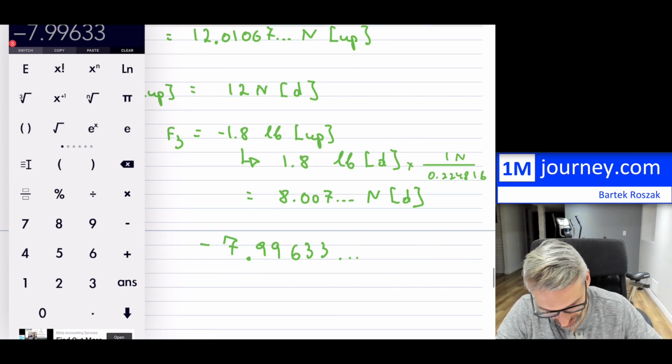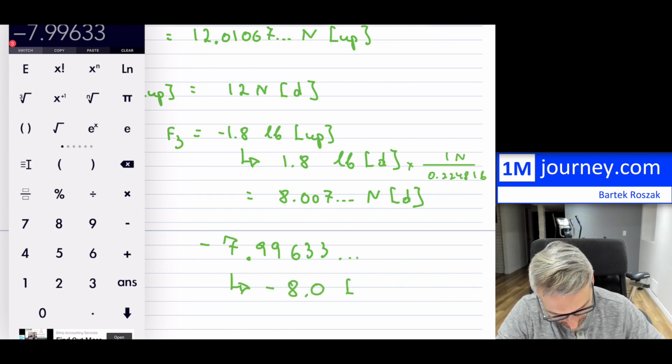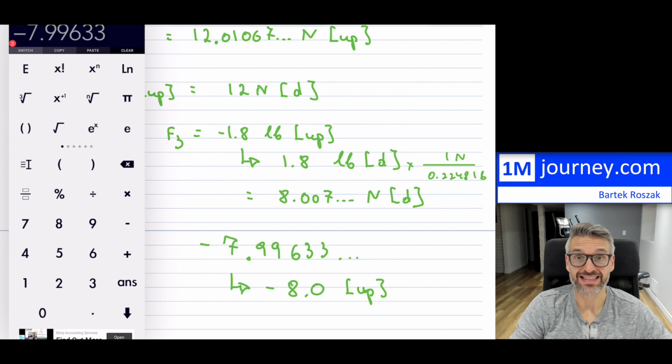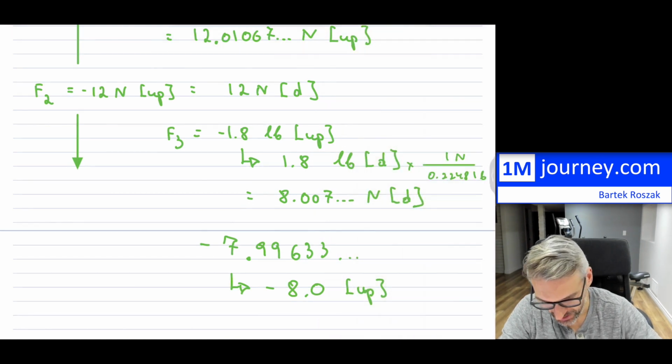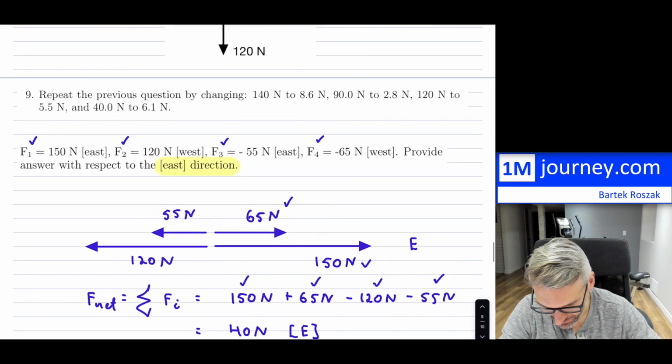Now if you wanted to round this to two significant figures, it's going to be just negative 8.0. And this is with respect to the up direction, which really means, because of the negative, the actual net force is down. That's what it would be. So that's another example that you have in there. Okay, let's try the next one.